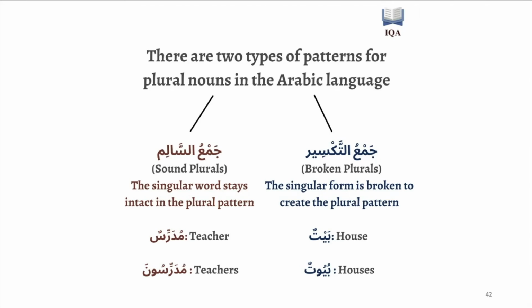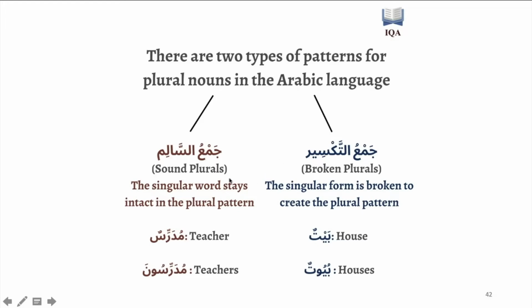Alhamdulillah, in this lesson, we'll be discussing plural nouns. That is, how do I take a singular word, a word that's mufrad, and put it in its plural form? There are two types of patterns for plural nouns in the Arabic language. If I take a singular word and put it in its plural form, it's going to take one of these two patterns. It's either going to take the pattern of Jam' al-Salim, sound plurals, or the pattern of Jam' al-Taksir, broken plurals.